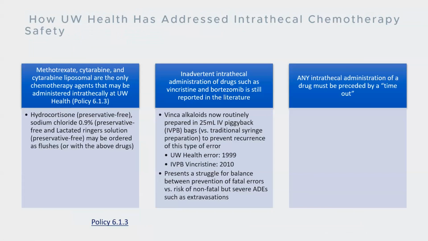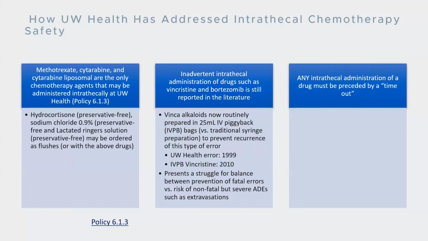So one area, as we talked about with the vincristine, is inadvertent intrathecal chemotherapy. We have addressed intrathecal chemotherapy safety here at UW Health. We do have a policy, it's linked there at the bottom. We do state that only methotrexate, cytarabine, and cytarabine liposomal can be given intrathecally at UW Health. And then there are some other items that can be used as flushes or to dilute the drugs. Inadvertent intrathecal administration of drugs such as vincristine and bortezomib is still reported in the literature.